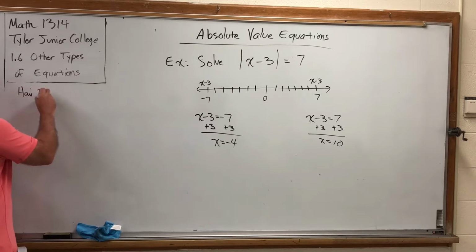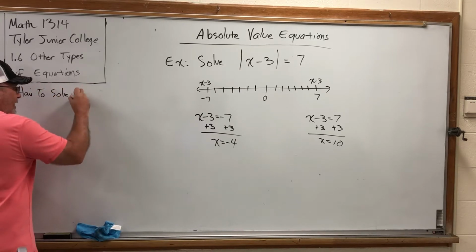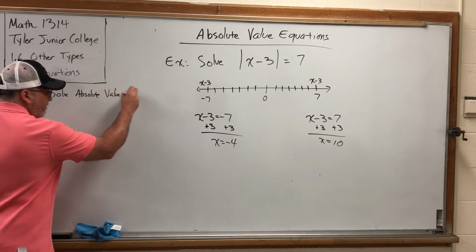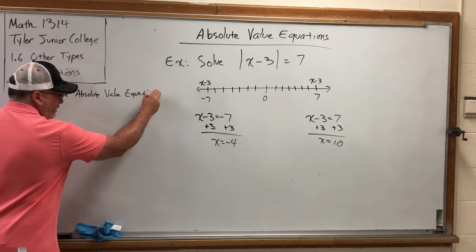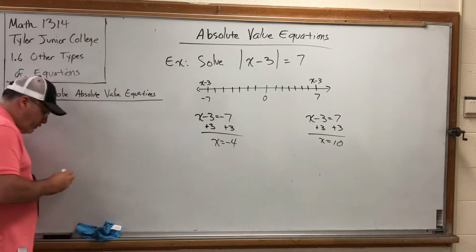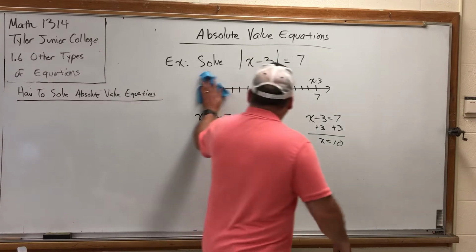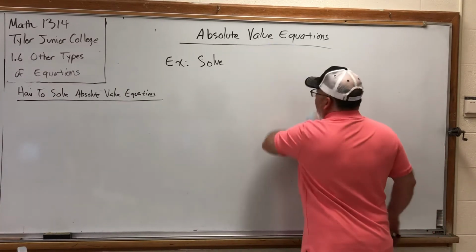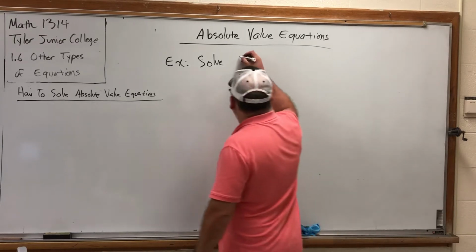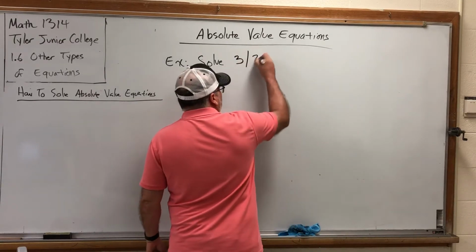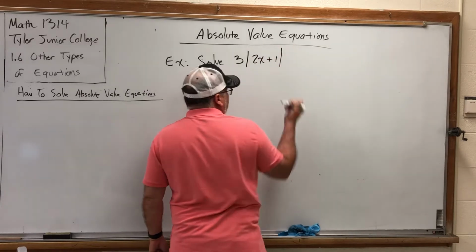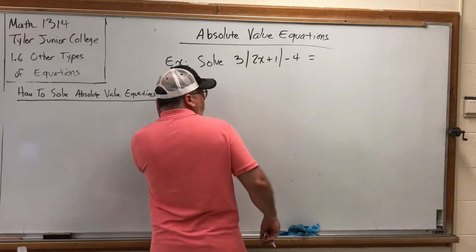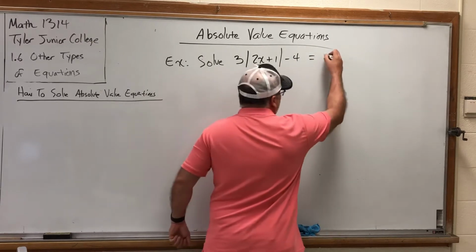How to solve absolute value equations. Let's set up another one, and as we go through it, we'll set up some steps. This one's going to be a little bit more involved, but not a whole lot more involved. Let's say I ask you to solve 3 times the absolute value of 2x plus 1, close the absolute value, and then -4, and we'll set that equal to 26.